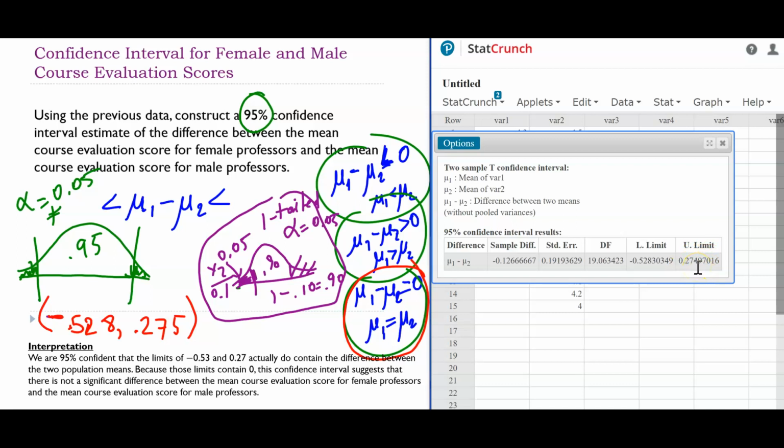When you enter the values in the MyMathLab assignment, make sure that you read what decimals you need to round it up to. Hope that was helpful.